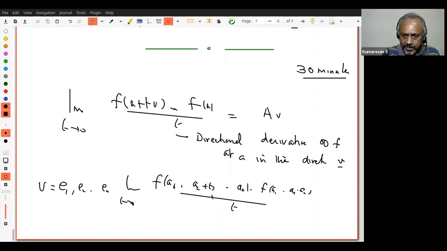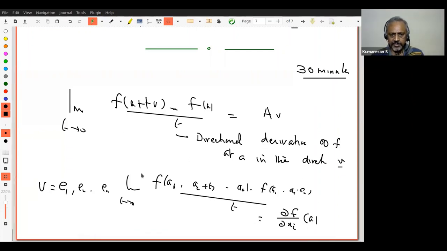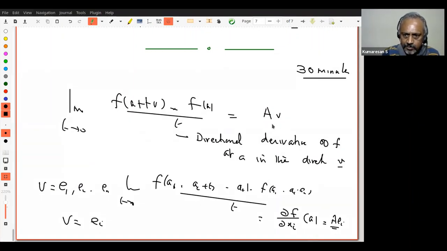That means you are giving increment only in the ith variable and looking at the rate of change. Therefore, as in the one variable case, we will call it the partial derivative of f in the ith direction xi at the point a, del f by del xi at a. Now there is a dividend. Have you understood this? So in particular, when v equals ei, then what I showed was this limit exists, which is the same as saying the partial derivative of f with respect to the xi variable exists at a. And what is that? That is A acting on ei. Because for any v, it is A acting on v. Therefore, this partial derivative is A acting on ei.